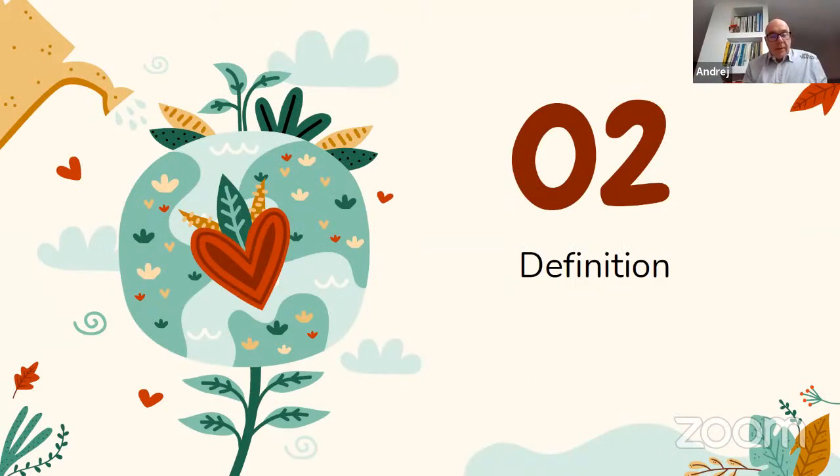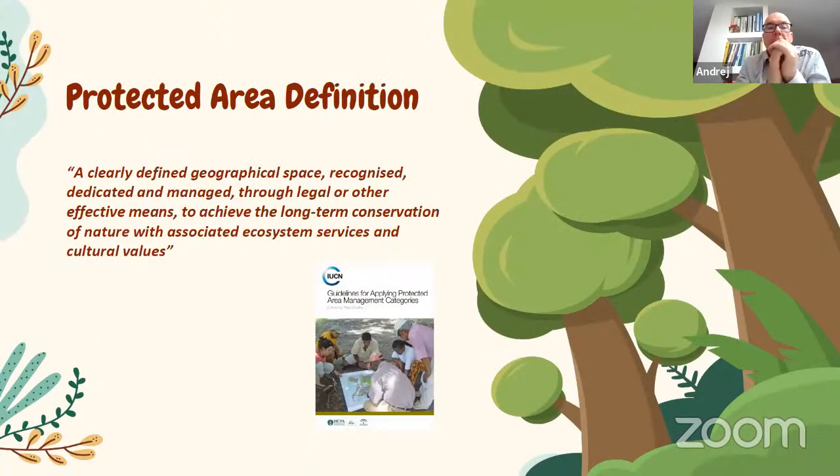Now we go to the definition of the protected areas. Next slide. You are probably aware of this definition. I don't want to go into details. I'd just like to say a couple of things. That the protected area has to be defined both on paper but also in nature. That every protected area has to be managed, even if management means no management.